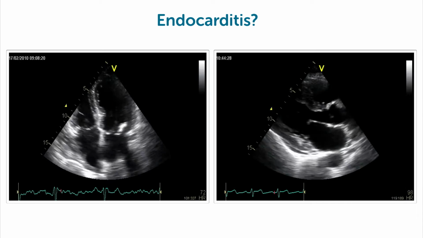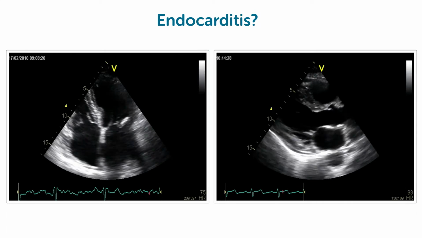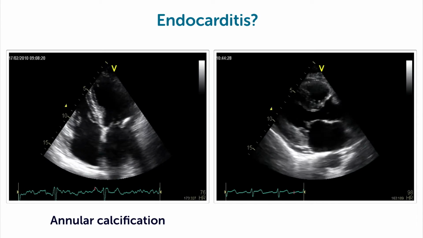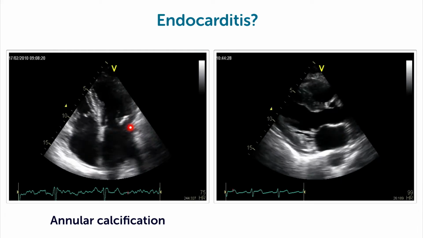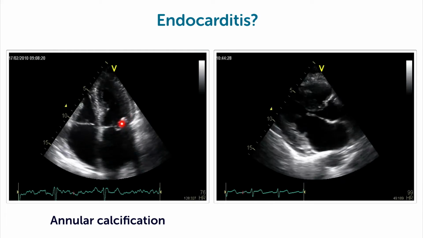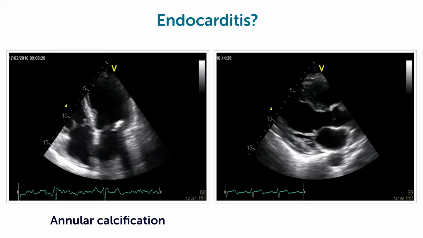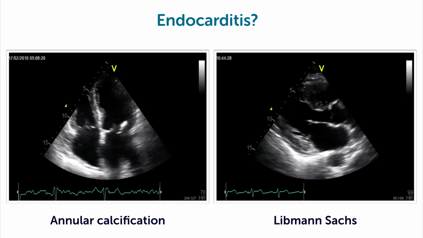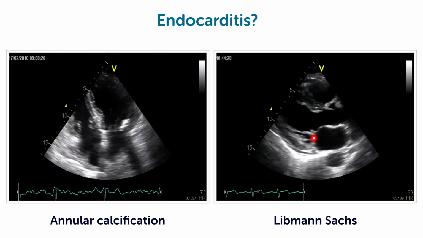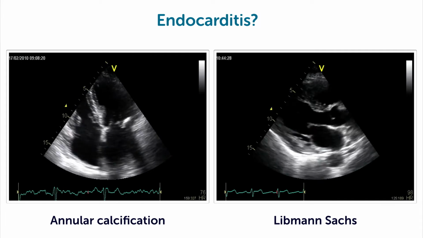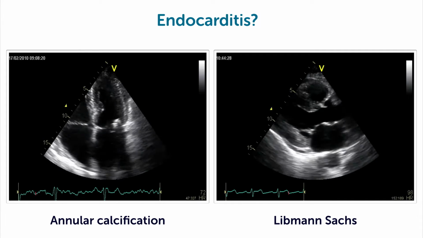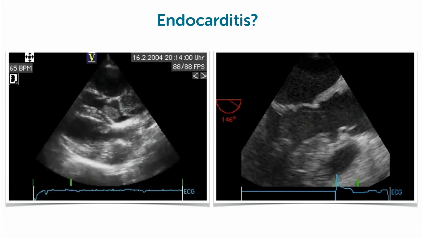Here is the solution. In this case, what we have is annular calcification right here. This is not an endocarditis, even though these patients are at risk of developing endocarditis. And right here, we have what we call endocarditis Libman-Sacks in a patient who had lupus, SLE. So not really an infectious form of endocarditis.